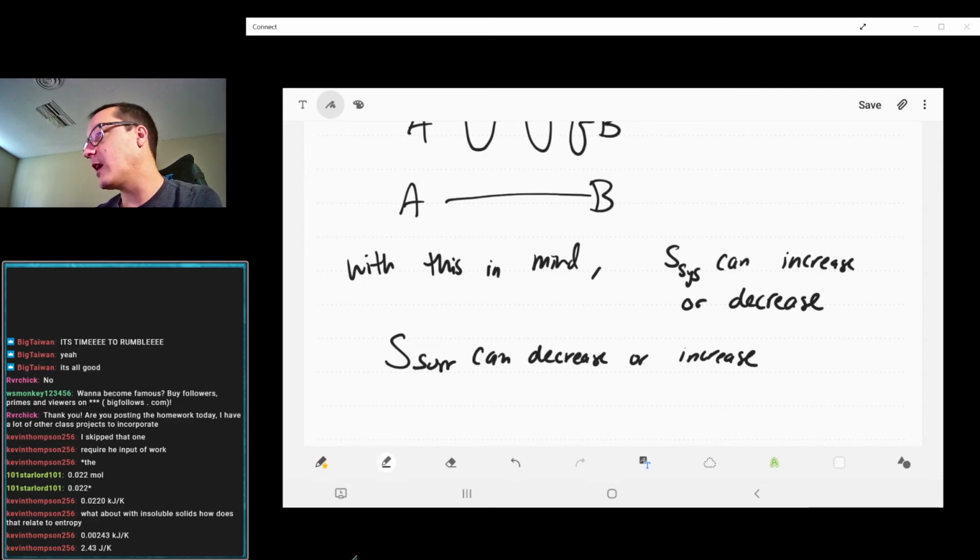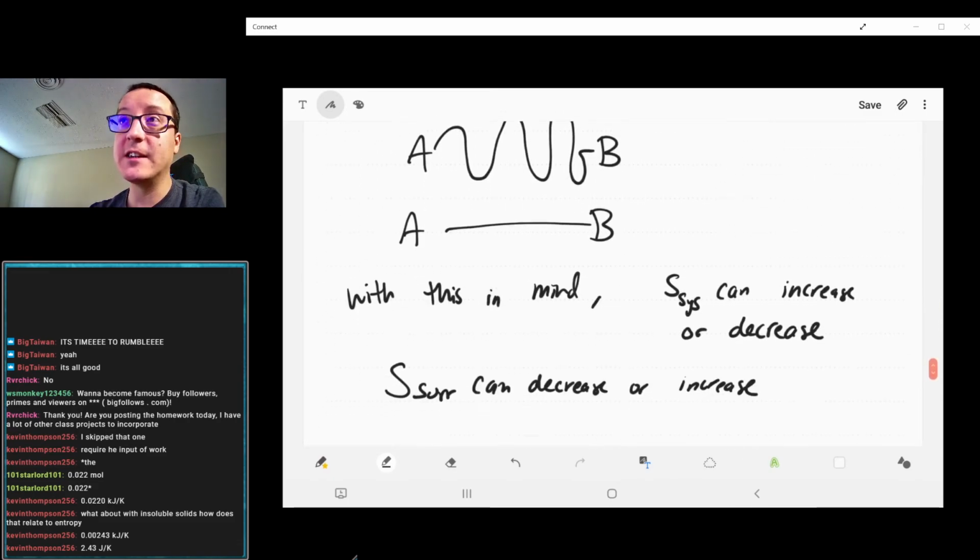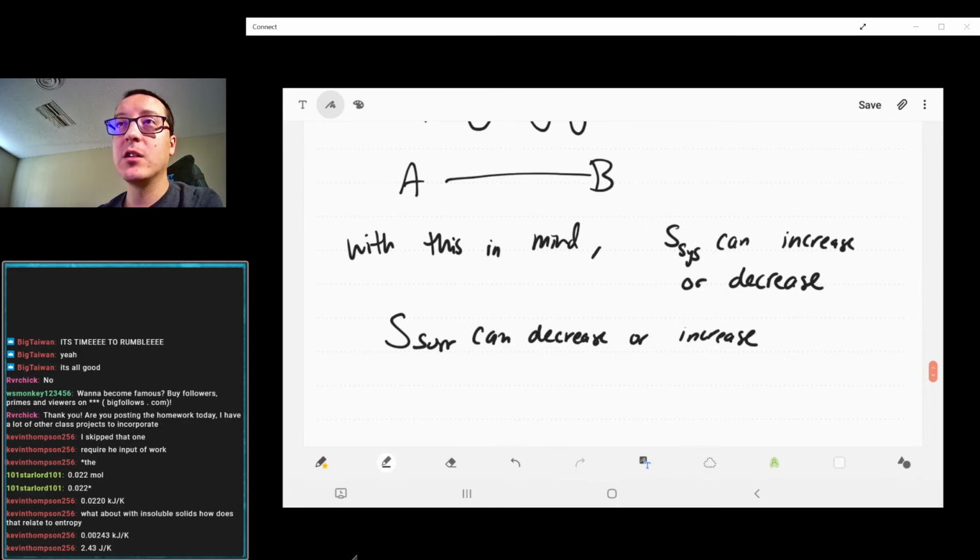Okay, so let's say we were to look at the ice melting or this mercury melting or freezing at a different temperature, which can happen, if we were to eat the ice or whatever.